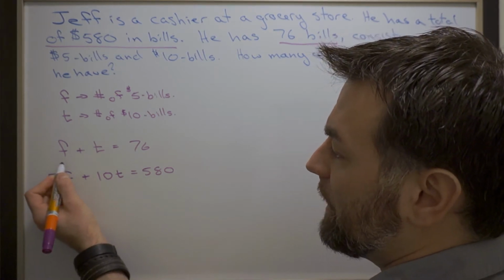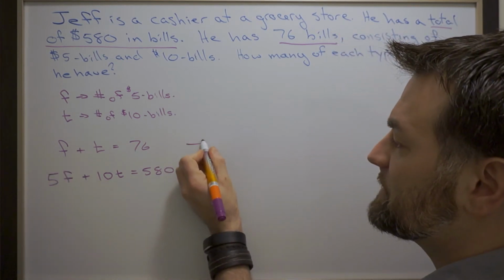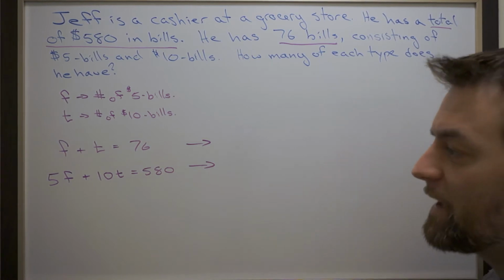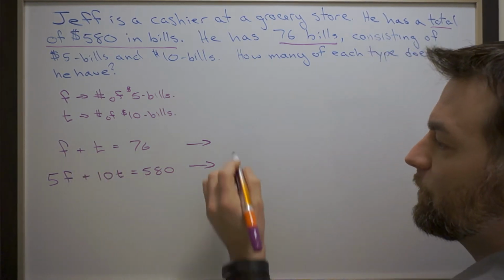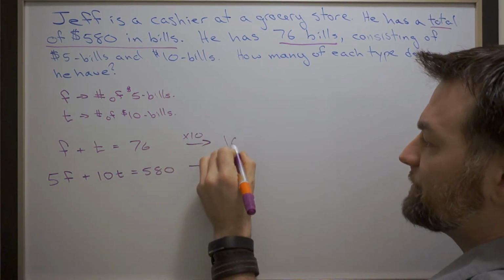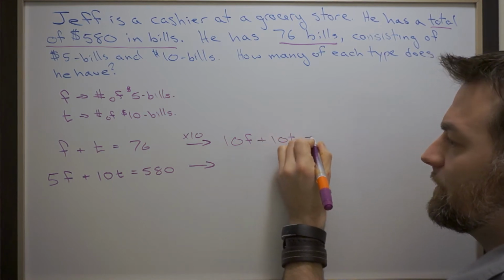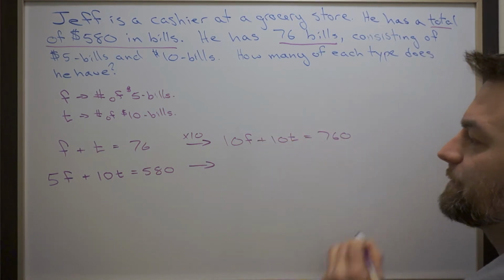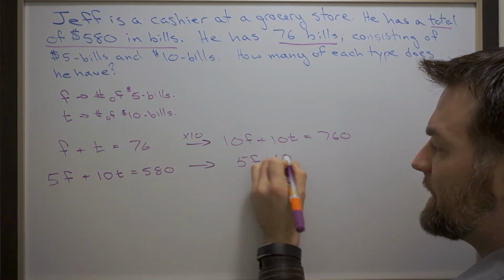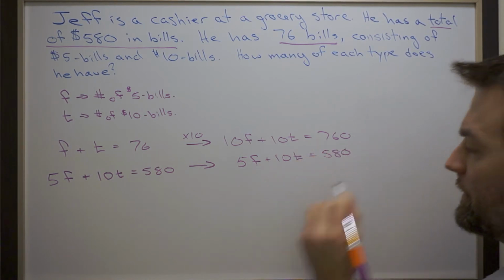And to do that, I am going to get rid of the t's. I'm going to multiply everything in the first equation by 10. You could also multiply everything in the first equation by 5. It doesn't matter. I think 10 is just an easier number to work with. So if I multiply everything by 10, I'm going to have 10f plus 10t equals 760. And in the bottom equation, 5f plus 10t equals 580. We're not changing that one.